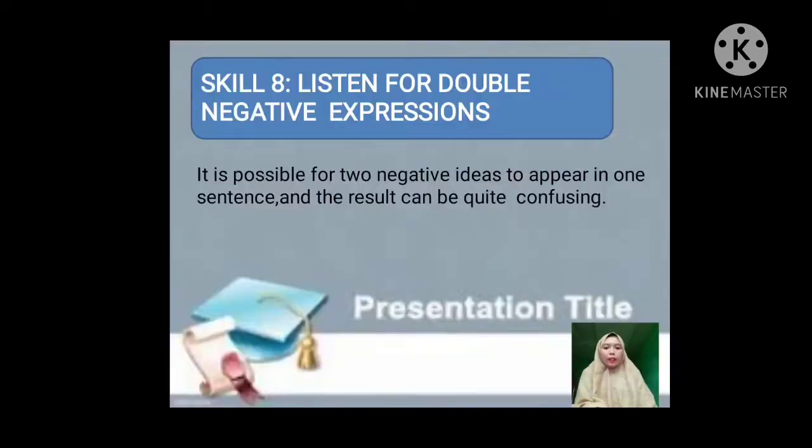Today I will explain the topic, Introduction to TOEFL. Skill 8: Listen for double negative expressions. It is possible for two negative ideas to appear in one sentence, and the result can be quite confusing.